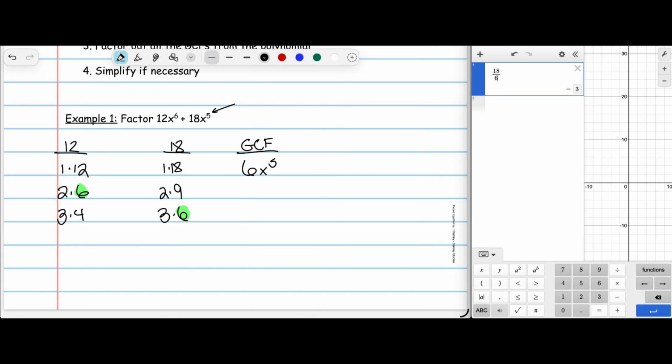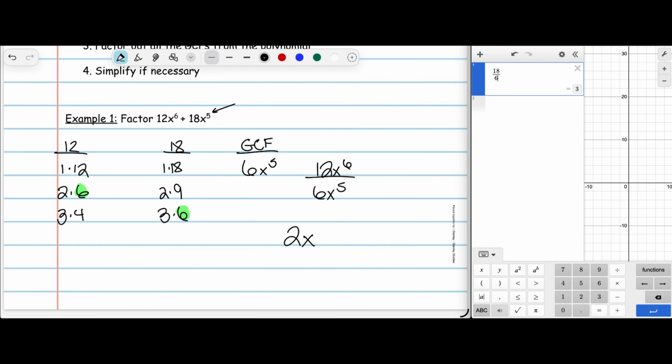Okay, now that is taken care of, we know what our GCF is. We can divide everything out from each term. So the first one we have is 12x to the 6th power. We're going to divide that by 6x to the 5th power. 12 divided by 6 is 2. And we can take 5 x's from the 6 x's, that leaves us just x.